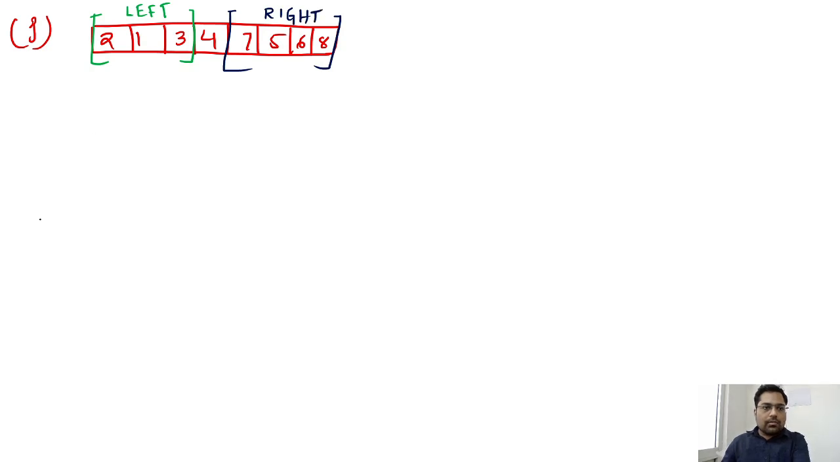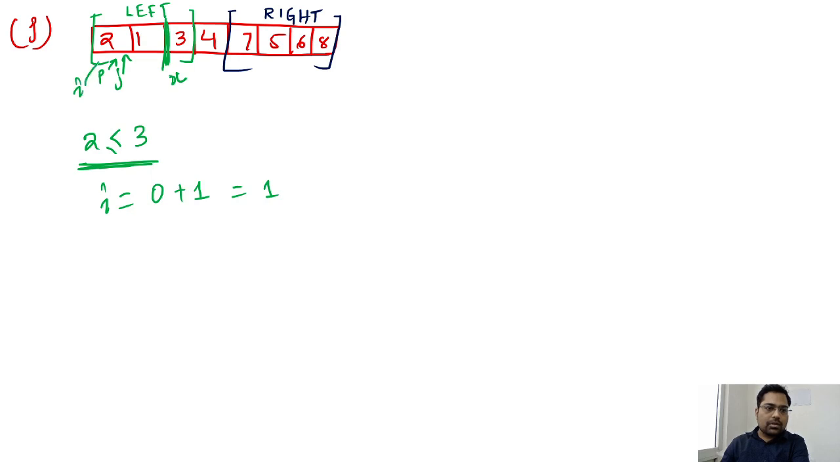Okay, now we will first complete the left hand side. For the left hand side, 3 is our pivot element, and the others are here. We start I here, P points to this, and J points to this. Now we have to compare whether 2 is less than or equal to 3 or not. If yes, we have to increment I. The I value was 0 before, now the I value becomes 1. So here we will point the I.